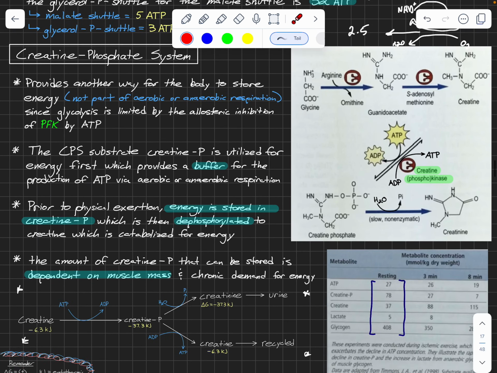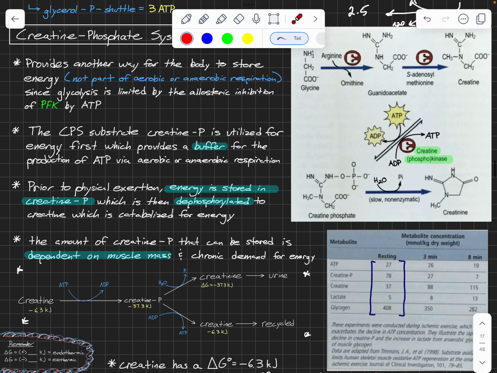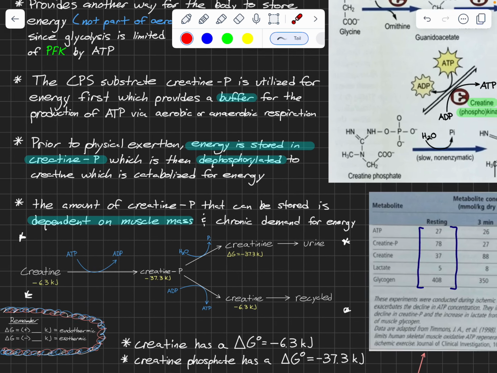Now let's talk about the creatine phosphate system. This is just another way for our body to store energy, and it goes along with glycolysis to an extent. If glycolysis is limited by allosteric inhibition and our enzyme from the first stage, PFK, is shut down, this is just another way for our body to help get some energy.